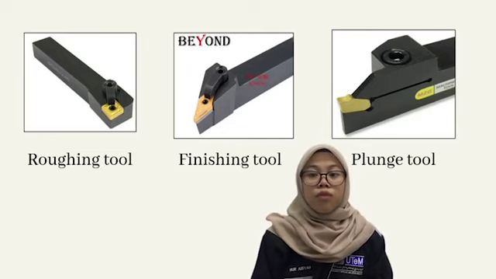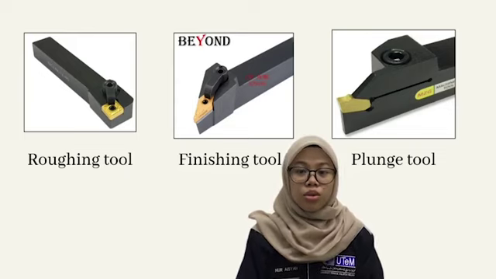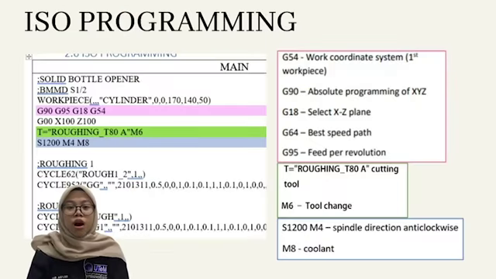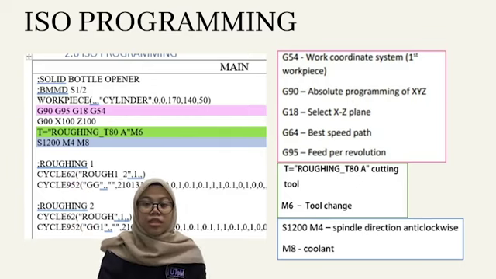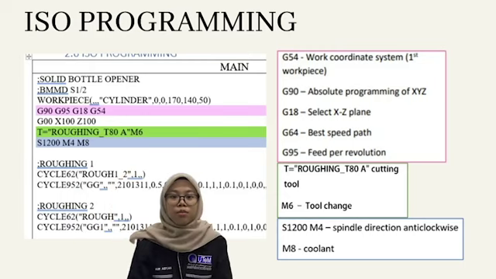There are 3 types of tools that we use for this machining process, which are the roughing tool, finishing tool, and also plunge tool. For our ISO programming, we start from the header, which is G90, G95, G18 and G54. And before we start the process, we need to set the cutting tool, which is the roughing tool for roughing, and put M6 for tool change.